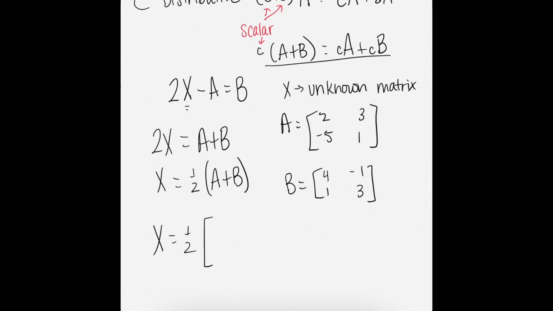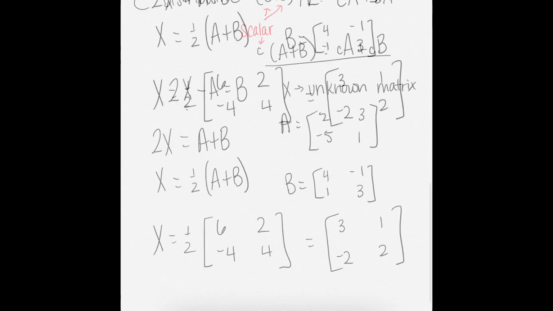let's see what happens then. A plus B should give me 6, negative 4, 2, 4. And then when I multiply by 1/2 by the scalar, each singular entry, 3, negative 2, 1, and 2 should be what.